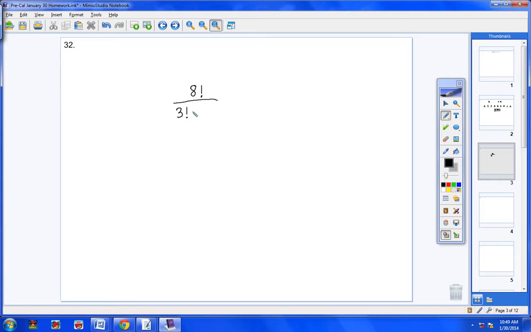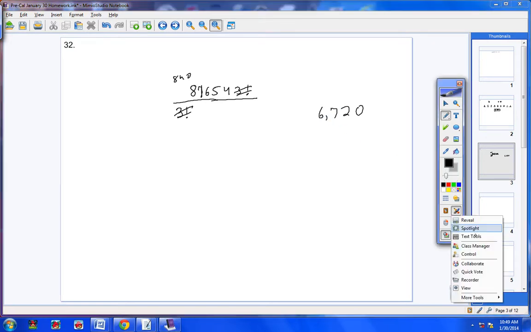So if we take 8 factorial divided by 3 factorial, really I would have a 7, a 6, a 5, a 4, and then instead of putting 3, 2, 1, I'll put 3 factorial, cross off your 3, cross off your 3, you're left with 8 times 7 times 6 times 5 times 4, that's 20, 120, 840, 840 times 8, I'm getting 6,720.